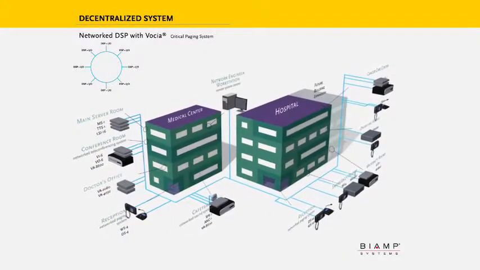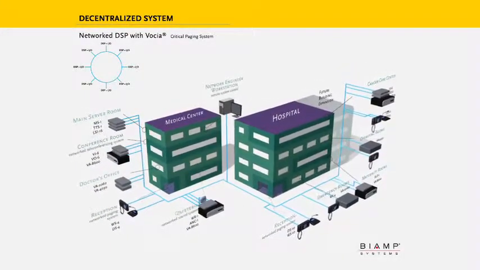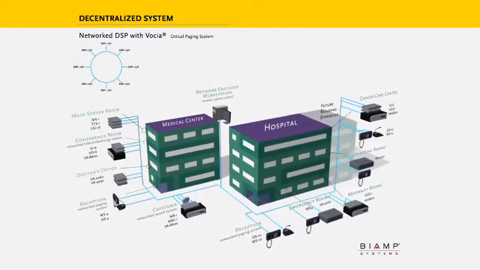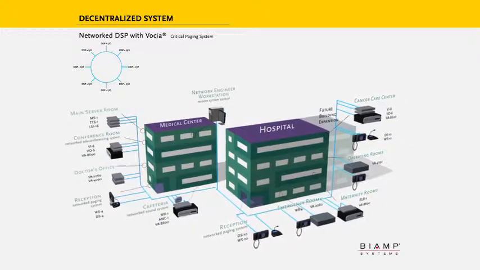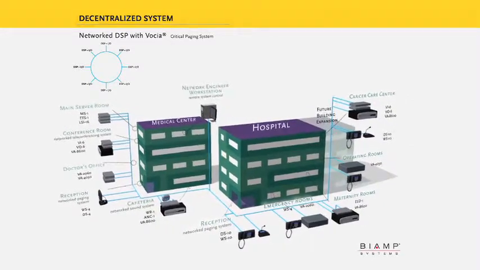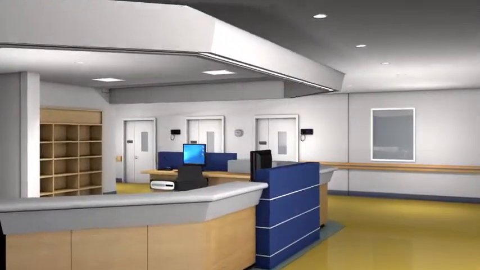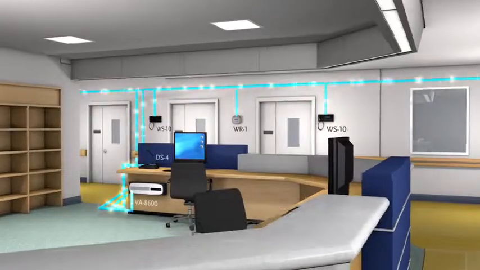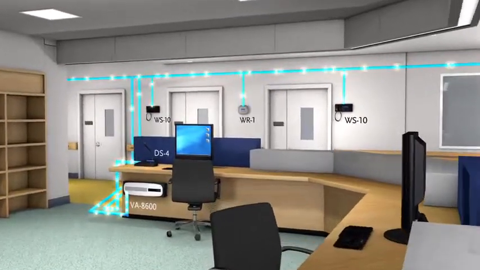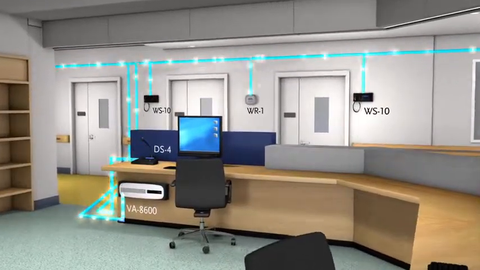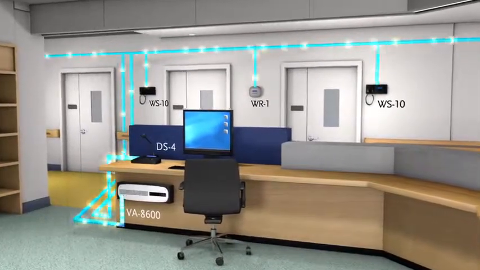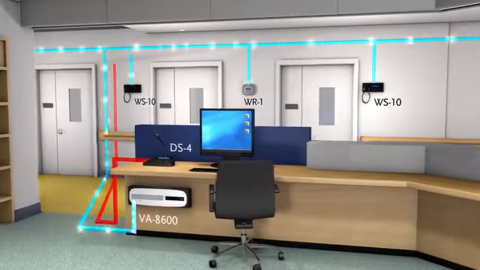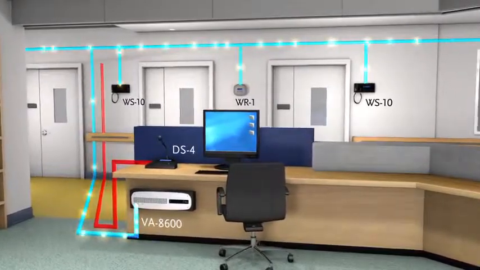A decentralized configuration, like BIAMP's Bochia family, puts DSP at all of the endpoints. The system distributes the demand for DSP across the network, sharing resources between devices as required. This configuration is an excellent choice for both critical paging systems and life safety paging systems, each of which have rigorous requirements for system availability and operation in times of emergency. If any device fails or becomes disconnected from the system, the remainder of the system continues to function properly.